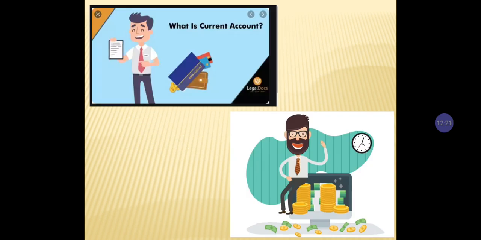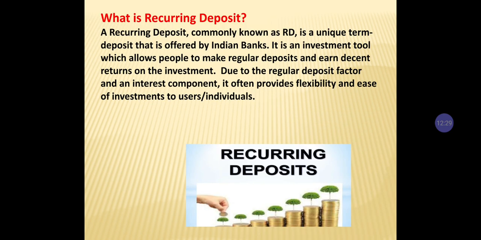So here, a current account is kept by a businessman to have n number of transactions and to handle the money safely. Next, recurring deposit. Recurring deposit is commonly known as RD. It is a fixed term deposit that is offered by Indian banks.